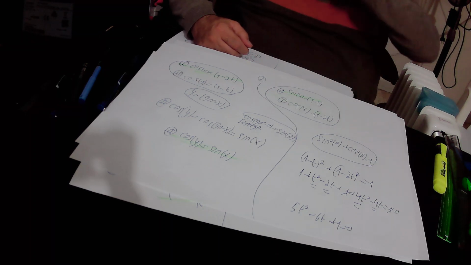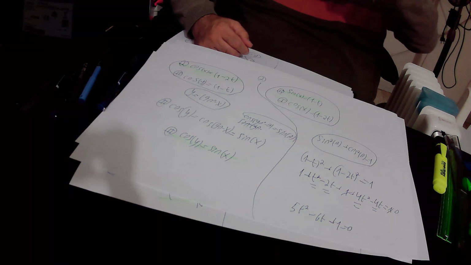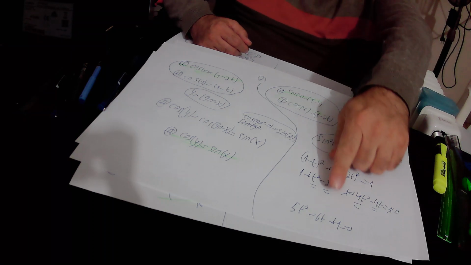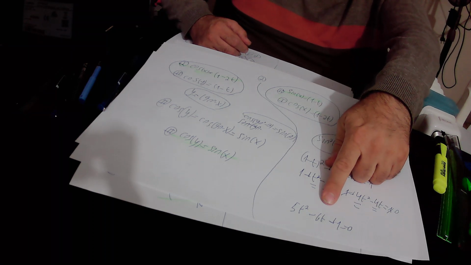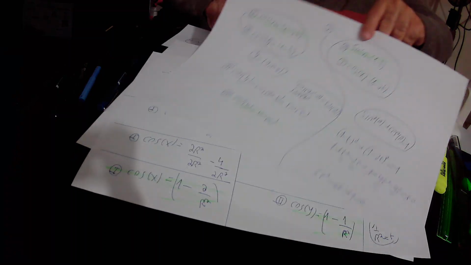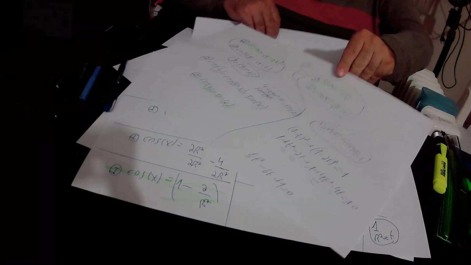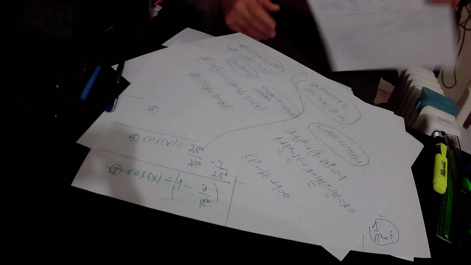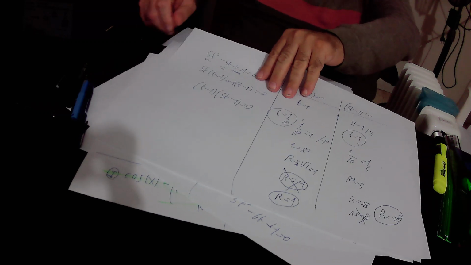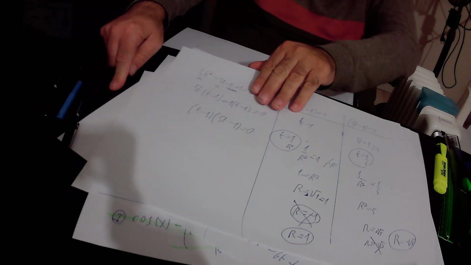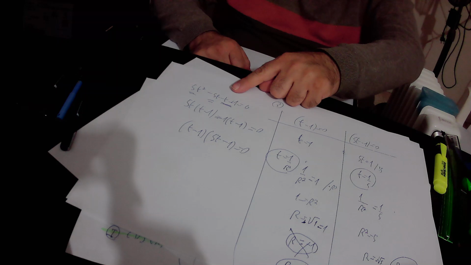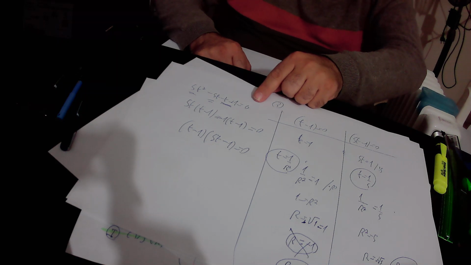6 minus 6t equals minus 5t minus t. So we substitute minus 6t by minus 5t minus 1t, and we got that 5t squared minus 5t minus t plus 1 equals 0.